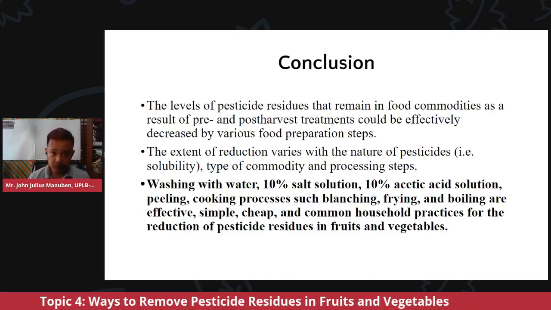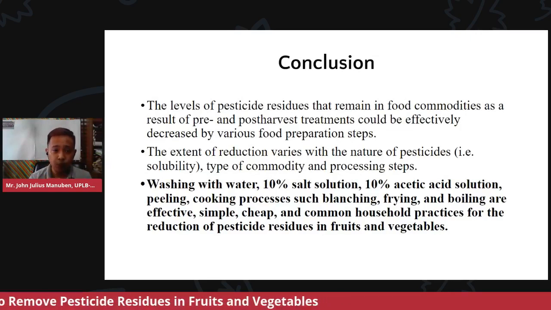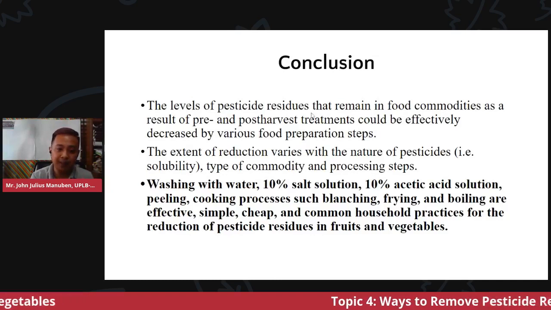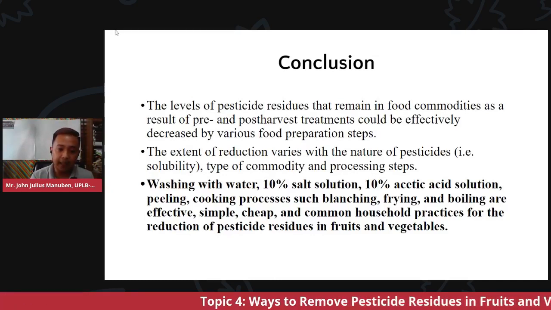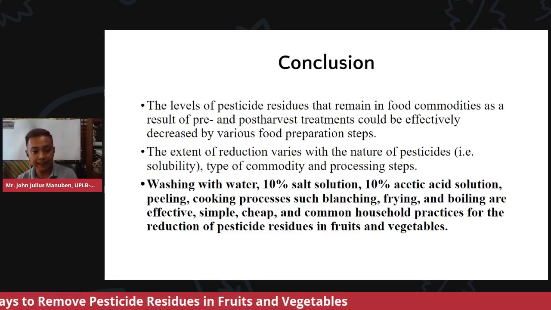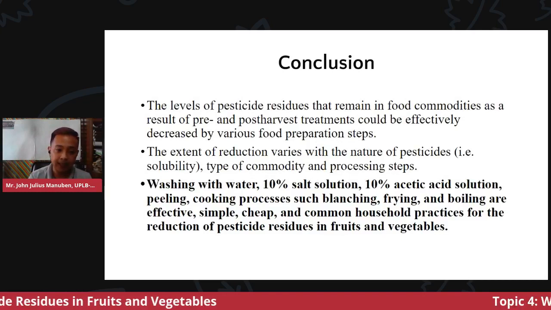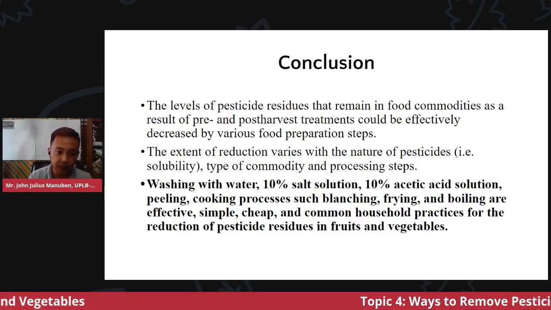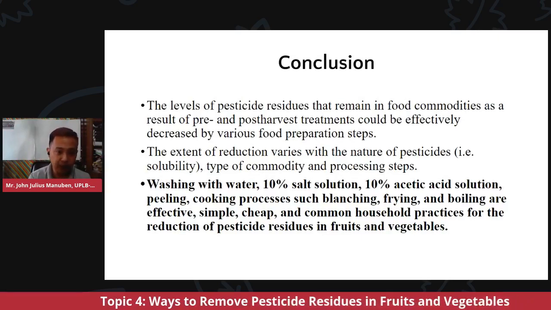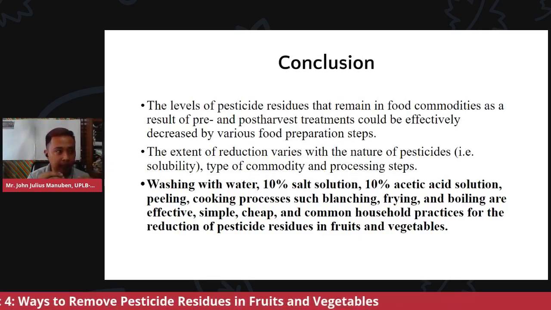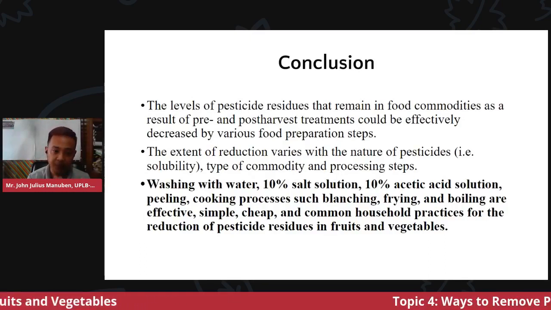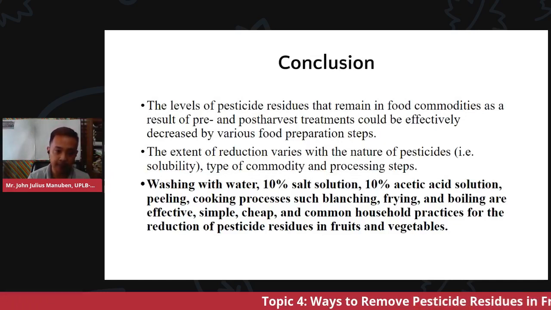Ibig sabihin, itong paghuhugas, hindi talaga siya effective sa lahat ng pesticide. Kasi ang pesticide ay iba't iba rin ang chemistry. Merong mas soluble sa tubig, merong mas hindi soluble sa tubig. So, depende rin siya dun sa surface ng prutas at gulay natin. Merong smooth surface, merong may trichomes like okra. So, iba't ibang processes, iba-iba rin ang epekto niya sa different pesticide at sa different types ng commodity natin.